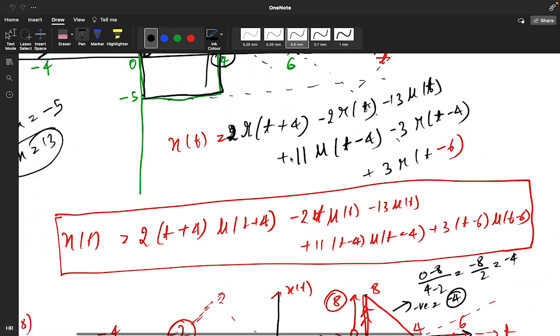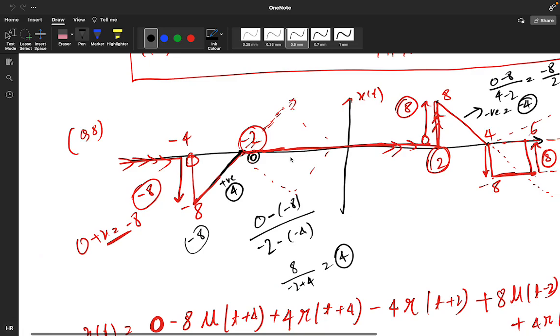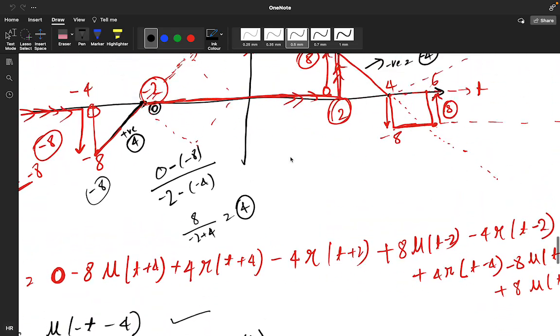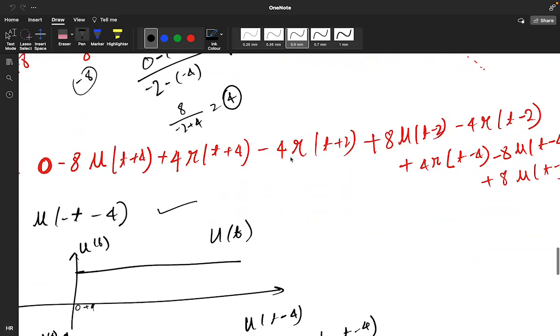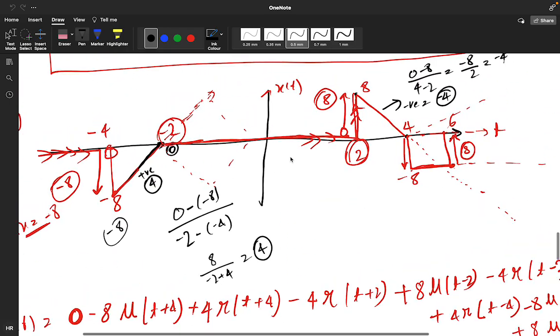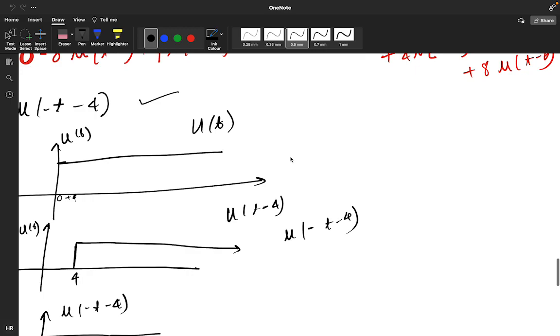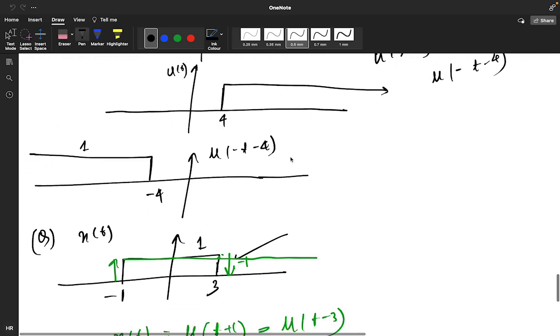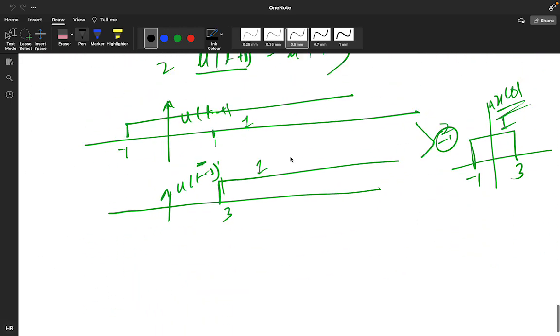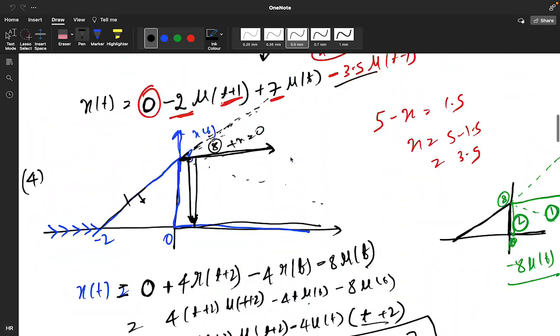This is the process to find the graph equations. So I discussed these 8 questions.